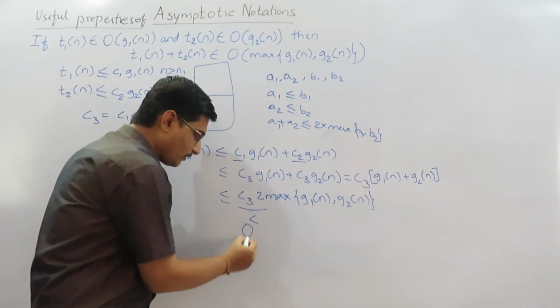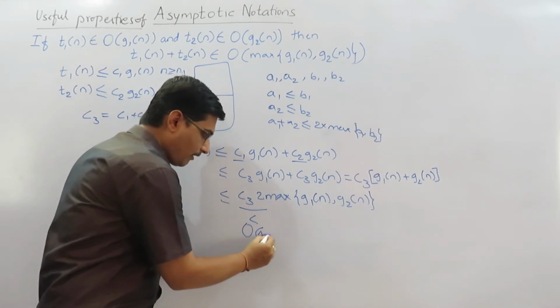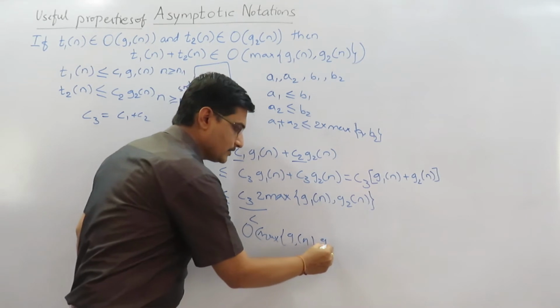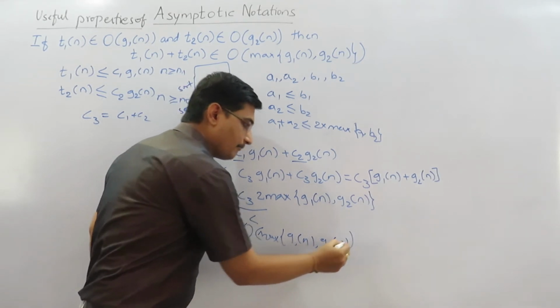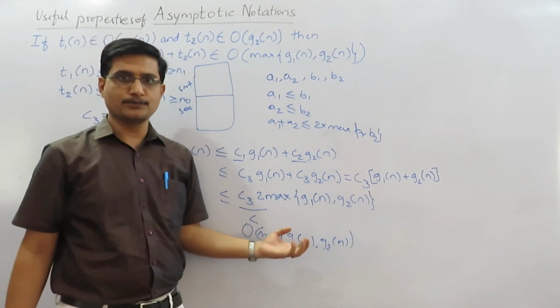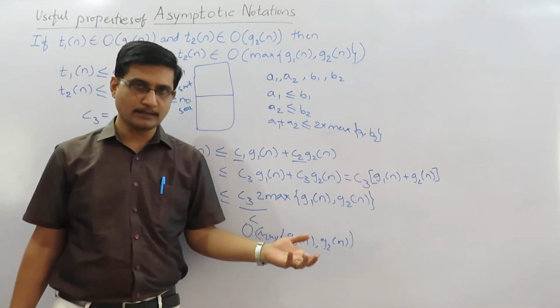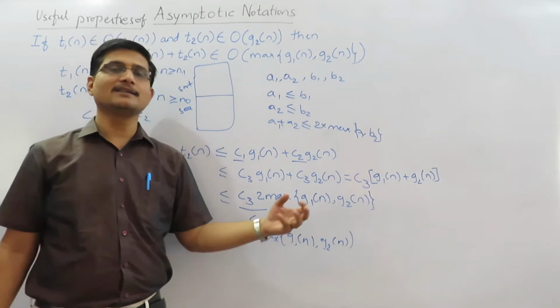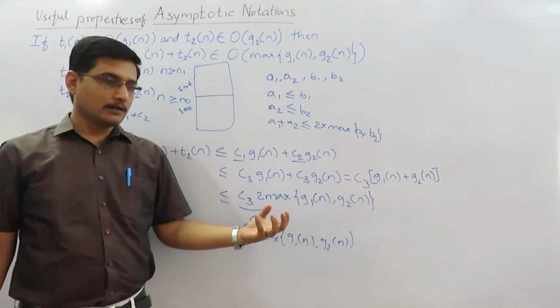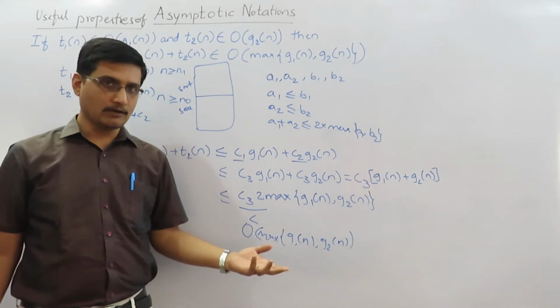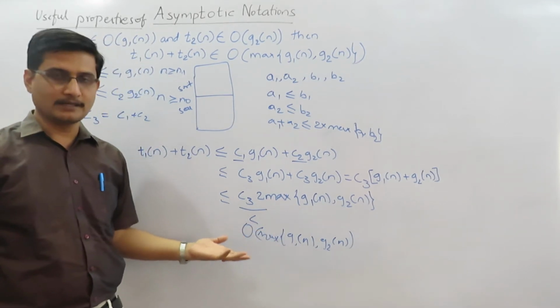It means that it belongs to big O of maximum of G1 of n comma G2 of n, which is simple, but it is very useful. It is very useful when you have a very large algorithm where there are two computational parts. Then we can consider the part which is consuming more time as the efficiency of the algorithm. This is what this theorem is telling.